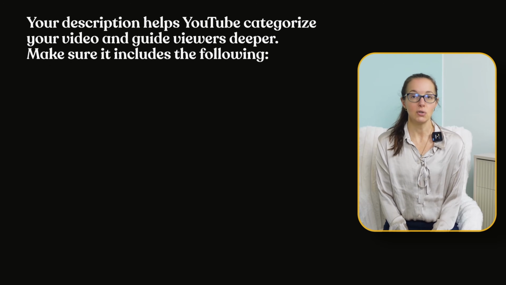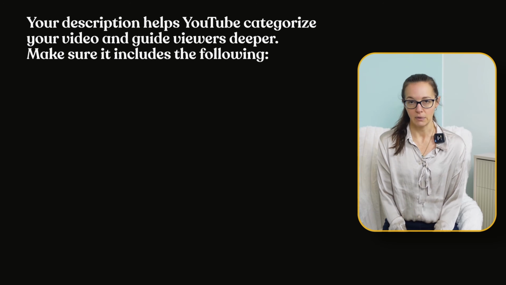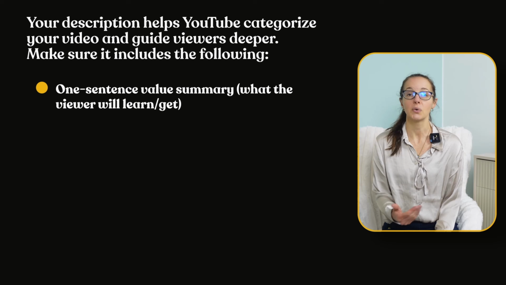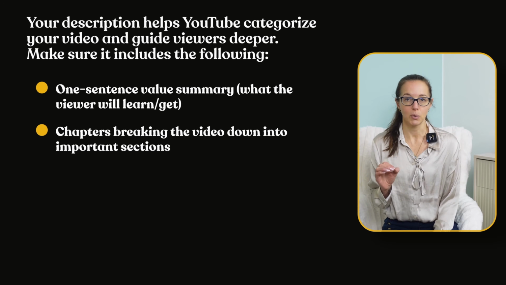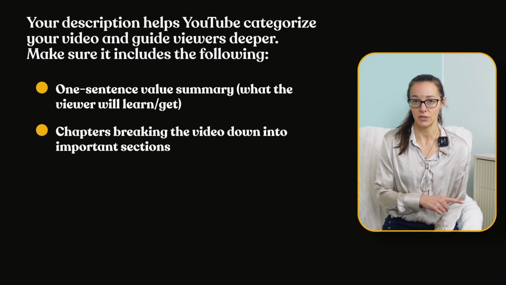So let's talk description first. Your description helps YouTube categorize your videos and guide viewers deeper. So make sure it includes the following. Number 1, one sentence value summary, what the viewer will learn or get from your video. Number 2, chapters. Break the video down into important sections using chapters. We discussed this in another video if you want to learn how to do that.